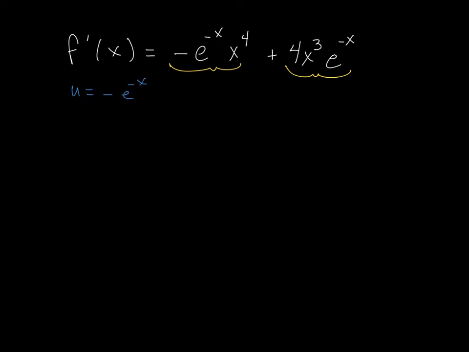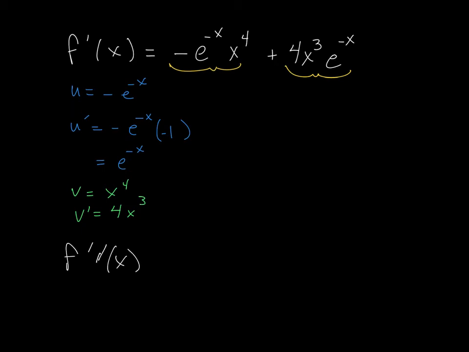and the derivative of that is just the exact same thing, negative e to the negative x. We just have to always remember to multiply times the derivative of the exponent, which in this case is going to be a negative 1, which turns that into a positive e to the negative x. The next part is going to give me my v. My v is x to the 4th, and v prime then is just 4x to the third. So I can put those two together for the first part of my second derivative.